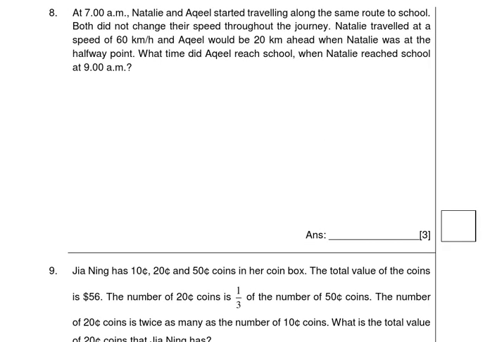So, at 7 a.m., Natalie and Akil started traveling along the same road to school. Both did not change their speed throughout the journey. Natalie traveled at a speed of 60 km per hour, and Akil would be 20 km ahead when Natalie was at the halfway point. If I'm not wrong, there's something wrong with this question from last year.